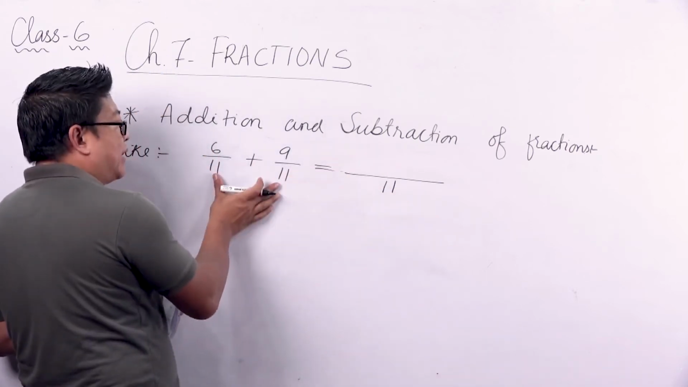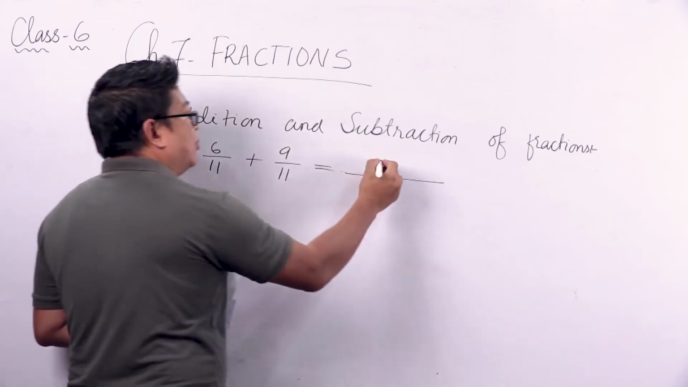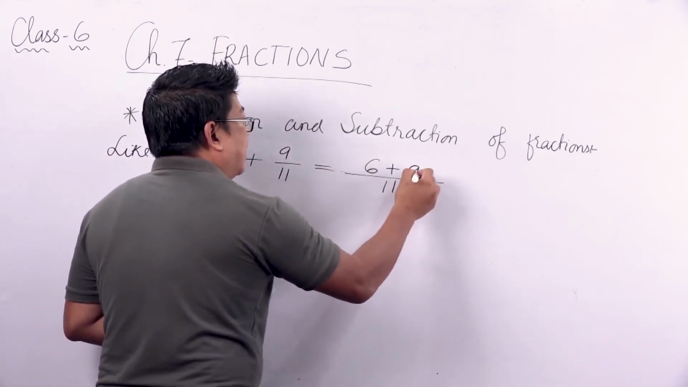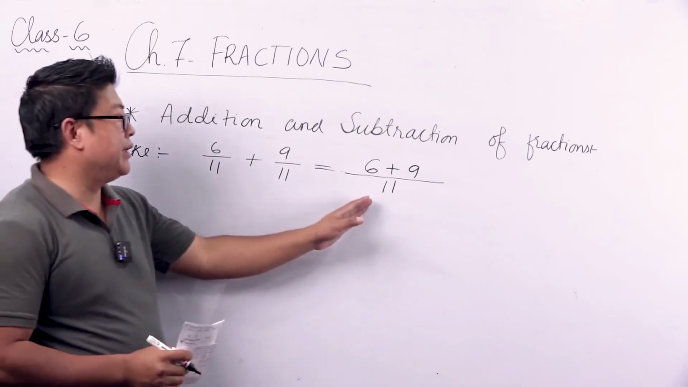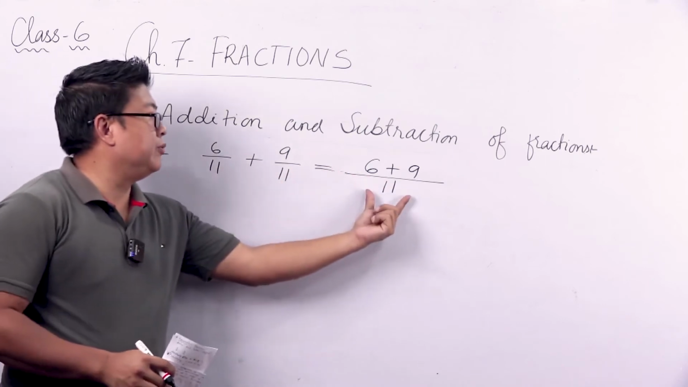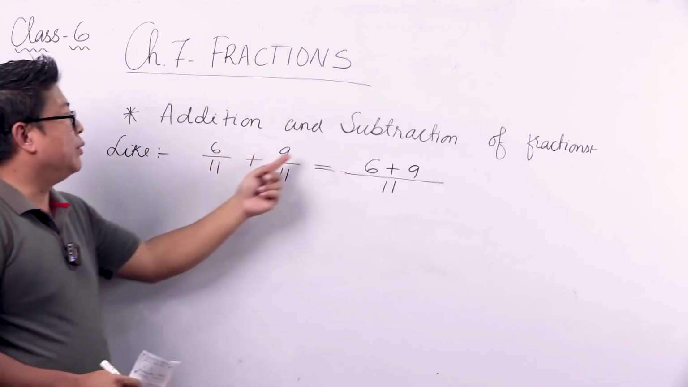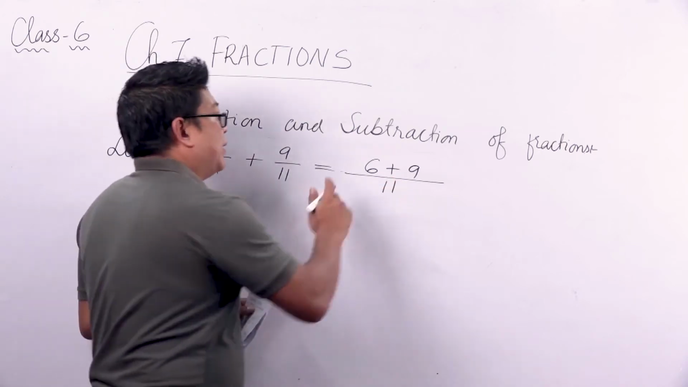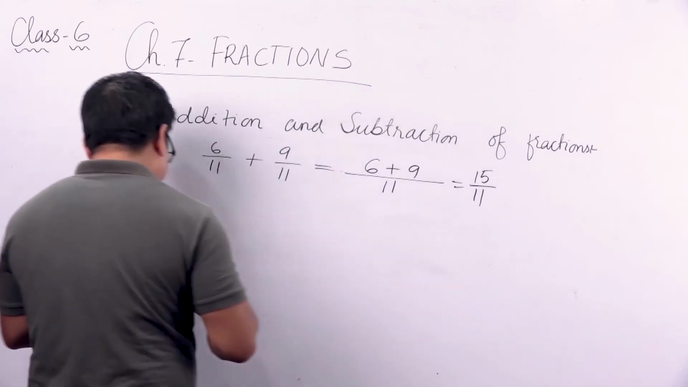And since both are same, we will simply add these two in the numerator place. The numerators will be directly added. No confusion here. Both have same denominator, so we will have a common denominator. The numerators, on the other hand, will be added. Okay? So when you add this, you get 15 by 11.